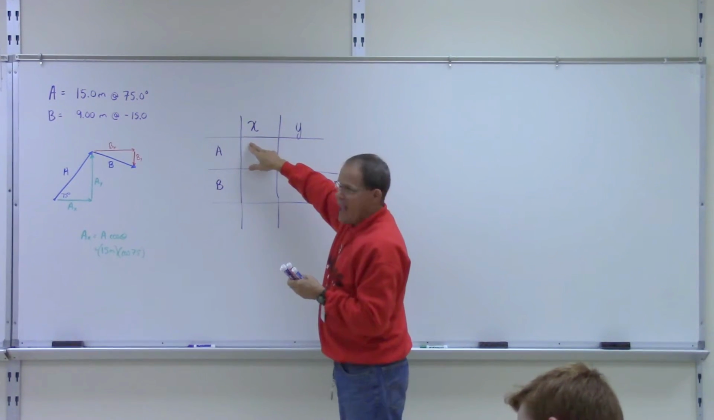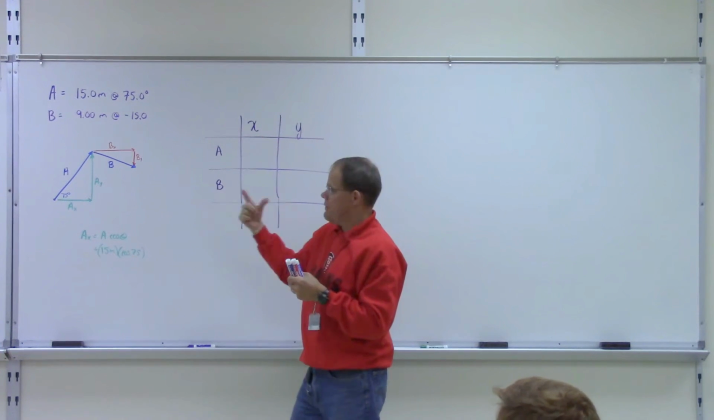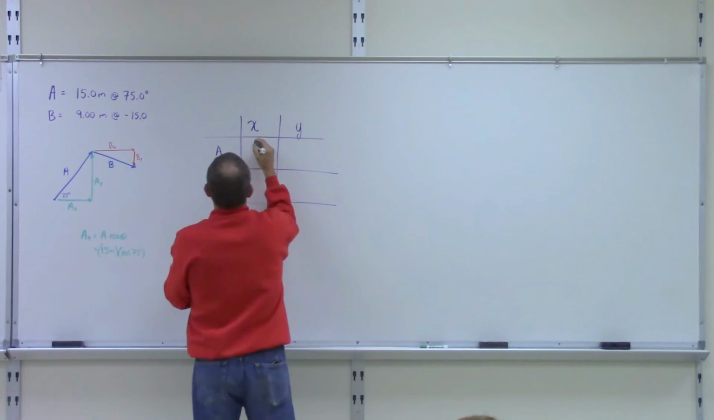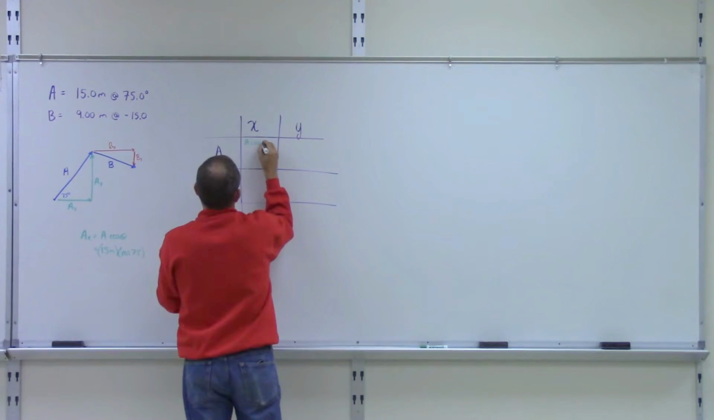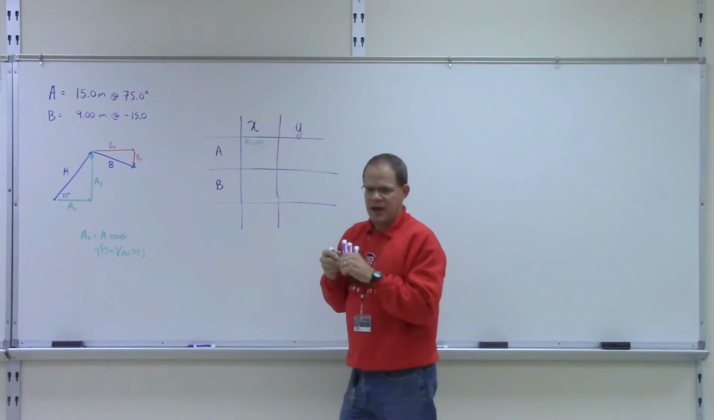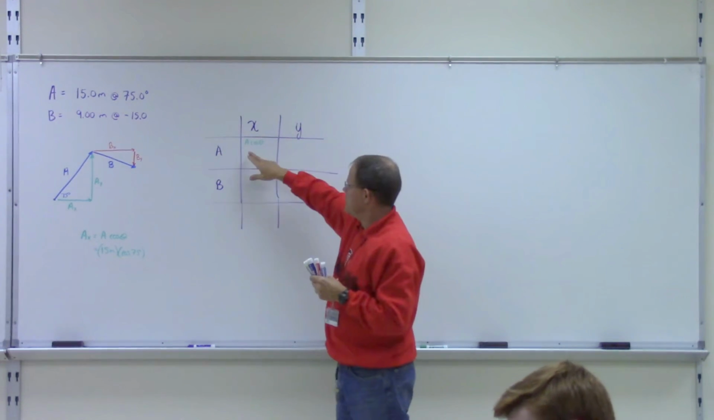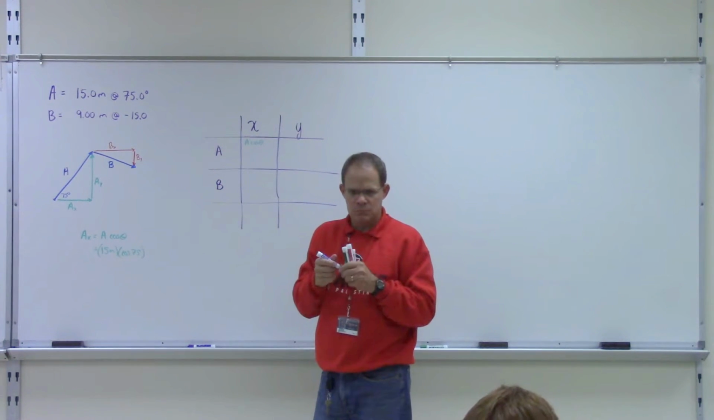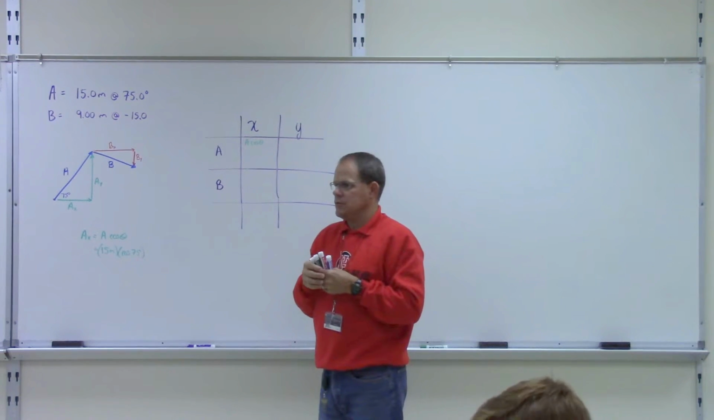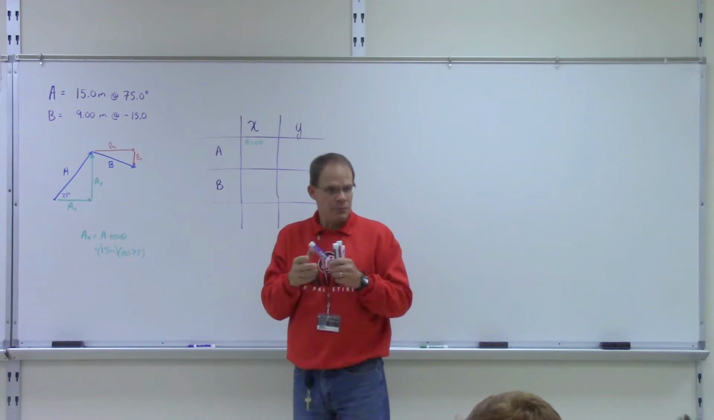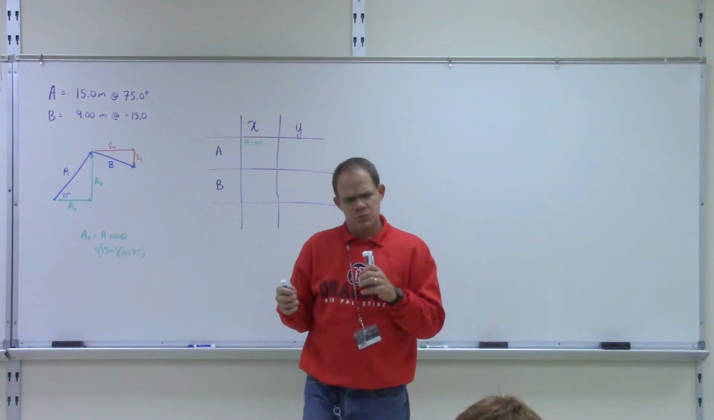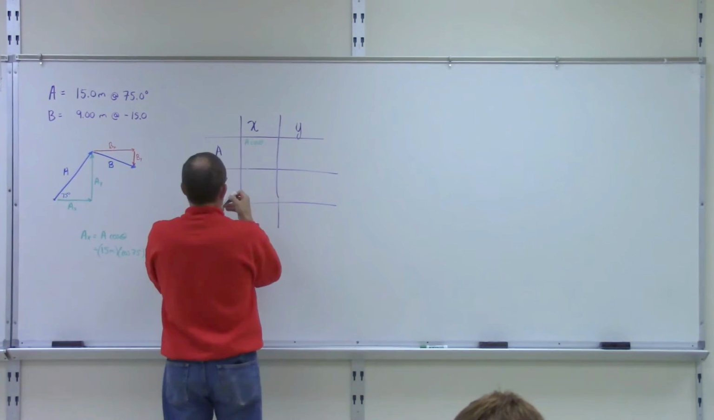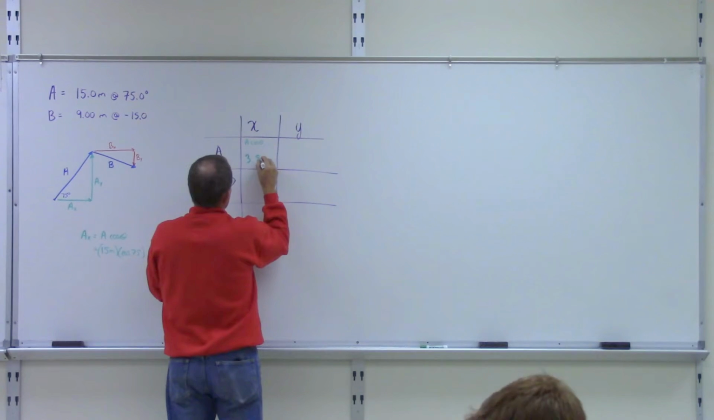So, to find the component of vector A in the x direction, that's this here, we're going to do the same thing every time. We are going to take vector A times the cosine of the angle. So grab your calculator. Vector A is 15, so take 15 times the cosine of 75. What'd you get? 3.88? 3.89? Which one did I put in? 3.88. Okay, so I got 3.88. So do you guys see where that comes from?